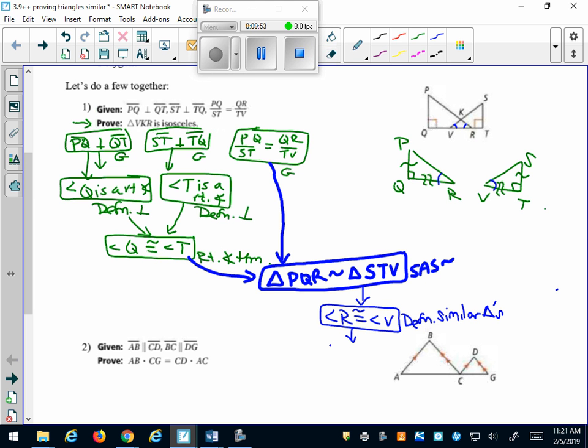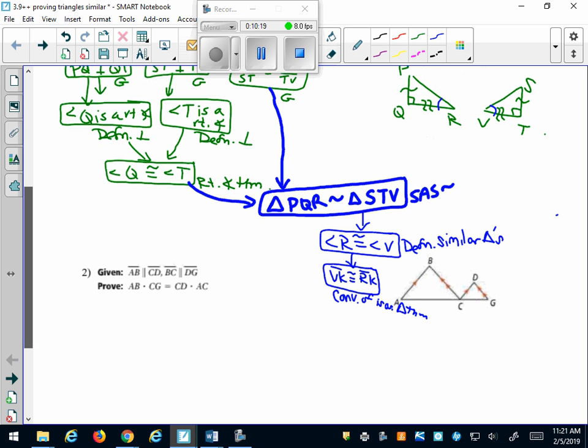Segment VK congruent to segment RK. Reason? Exactly. Converse of isosceles triangle theorem. Right? If the angles are congruent, then the sides across from them are congruent. Therefore, we can say this is isosceles. Triangle VKR is isosceles.